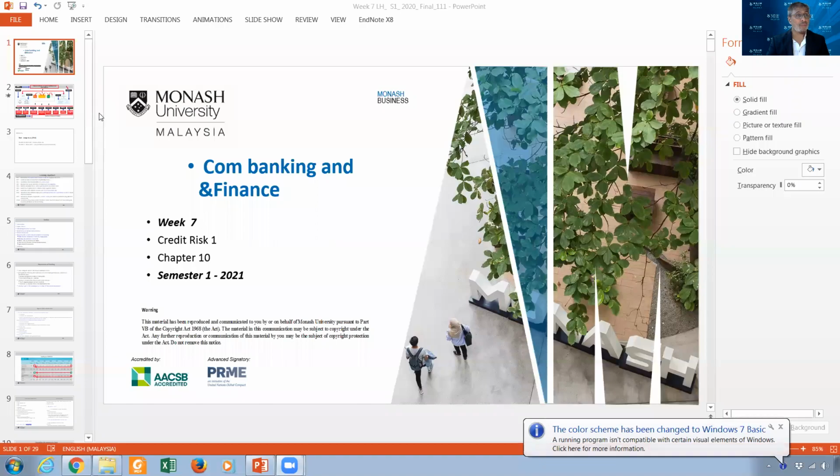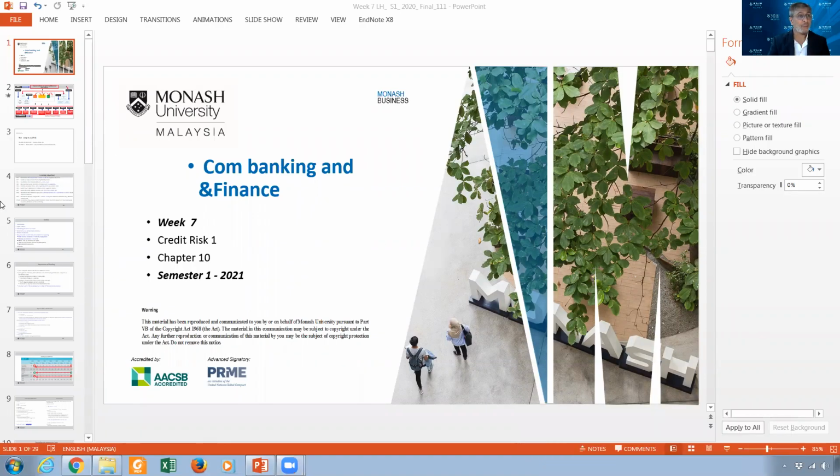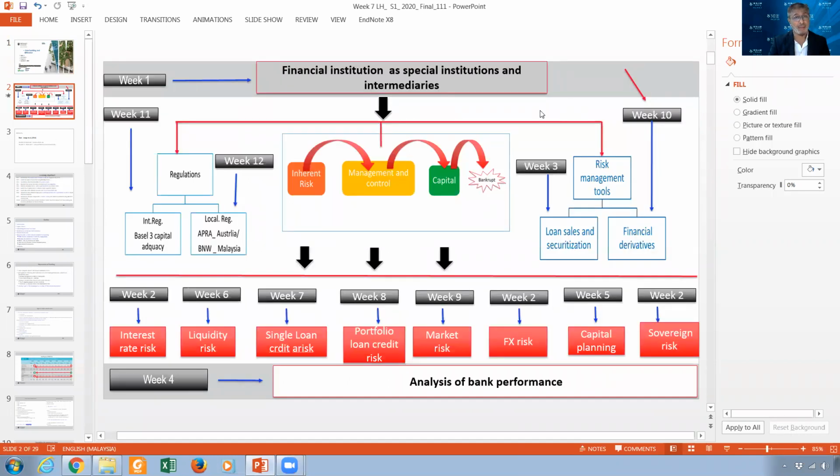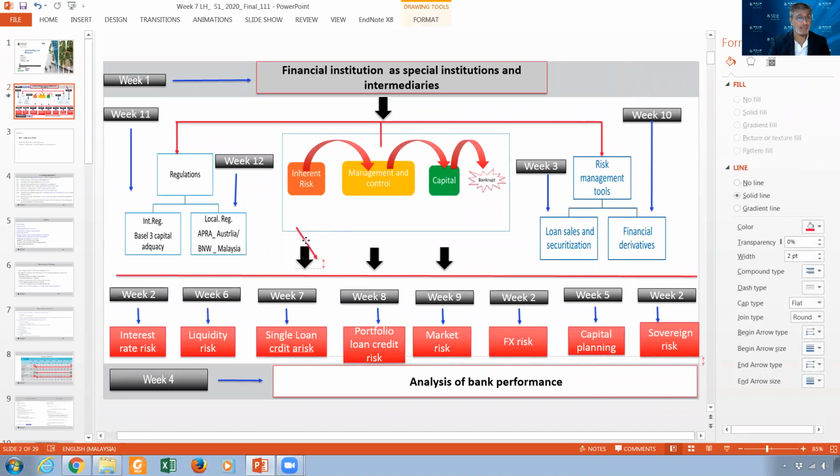Now, if you allow me, let me just go and share my slides for today. So this is what we are talking about. We are talking about part 1, which is credit risk. Now, if you look at the map of our unit, we are actually working here, single loan credit risk, which is week 7.